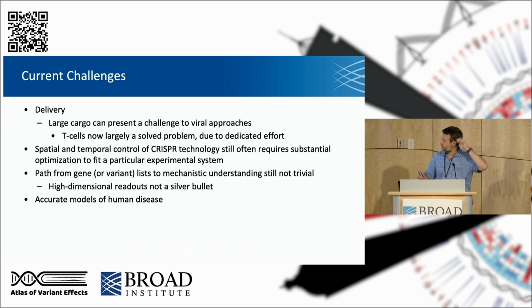And of course, the path from a gene that scores as a hit or a variant that scores as a hit to mechanistic understanding is still not trivial. Higher dimensional readouts, whether it's single-cell RNA sequencing or pooled optical screens, mean more data, but that doesn't necessarily provide more insight. It can, but it can also be difficult to wade through, so it's not a silver bullet. And to absolutely emphasize something that Heidi mentioned repeatedly in a very important way, accurate models of human disease, we really need those. You can do these screens till the cows come home, but if your model system isn't relevant, then you're not actually learning anything that moves the needle.